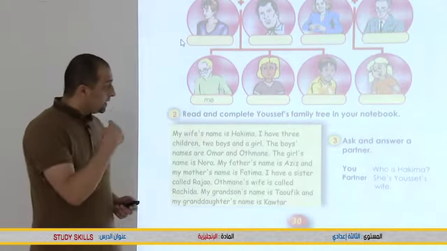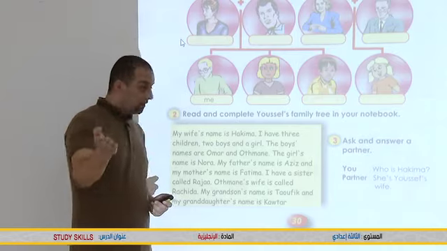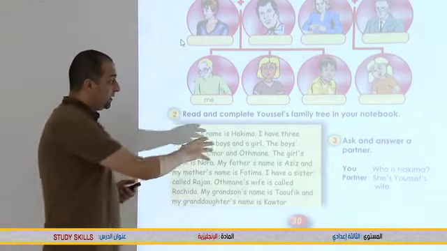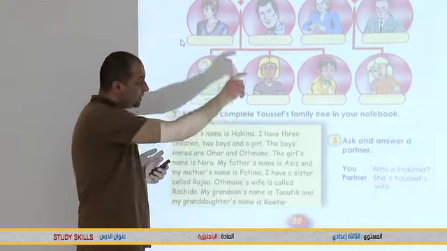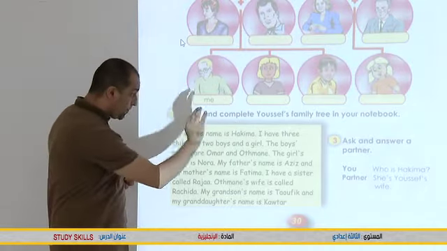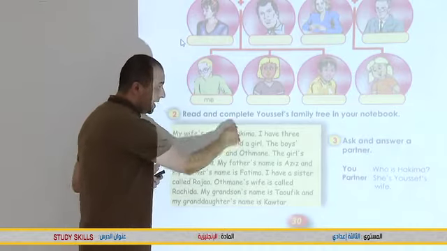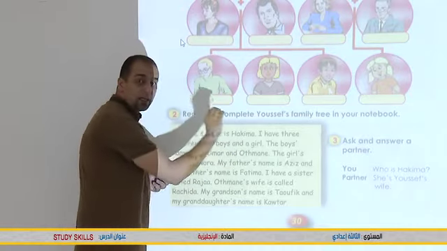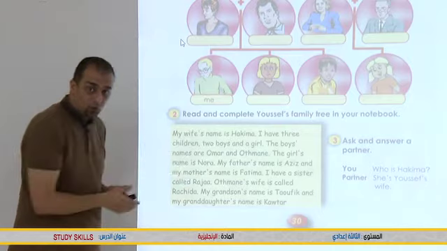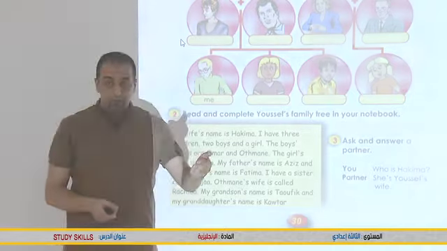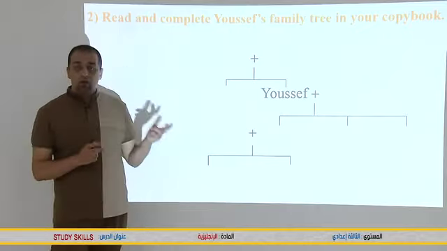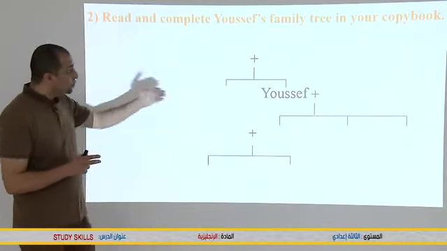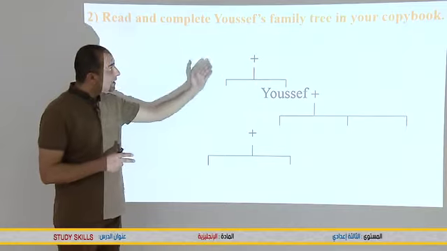Now, let's do the exercise. Have your copybook and write a chart like this one, but it's not the same. And place each name, Uthman, Hakima, Yusuf, Aziz, in their correct place. So we're going to see that later on. Let's start our correction of exercise number 2, changing the paragraph of Yusuf into a chart or family tree.